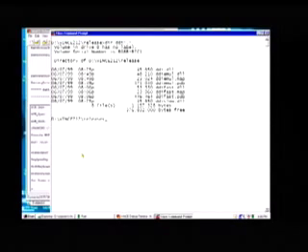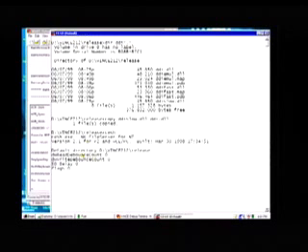So I'm going to go copy DDI slow.dll DDI.dll. And I'm going to go CESH. And I'm going to reset my device.